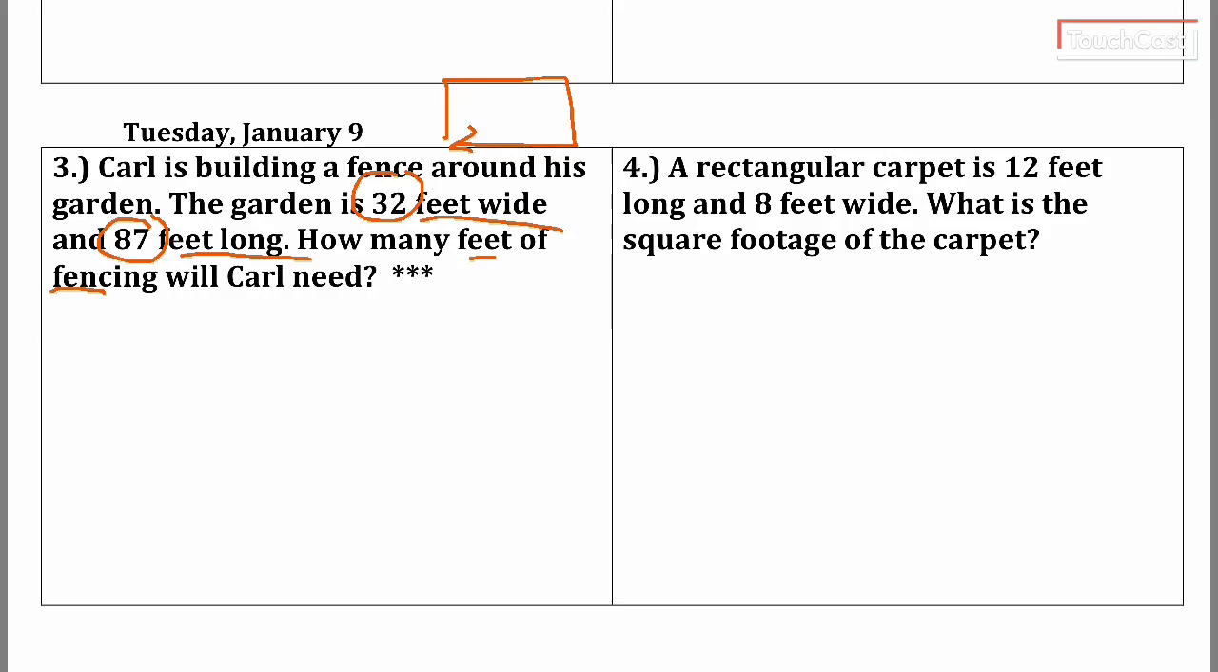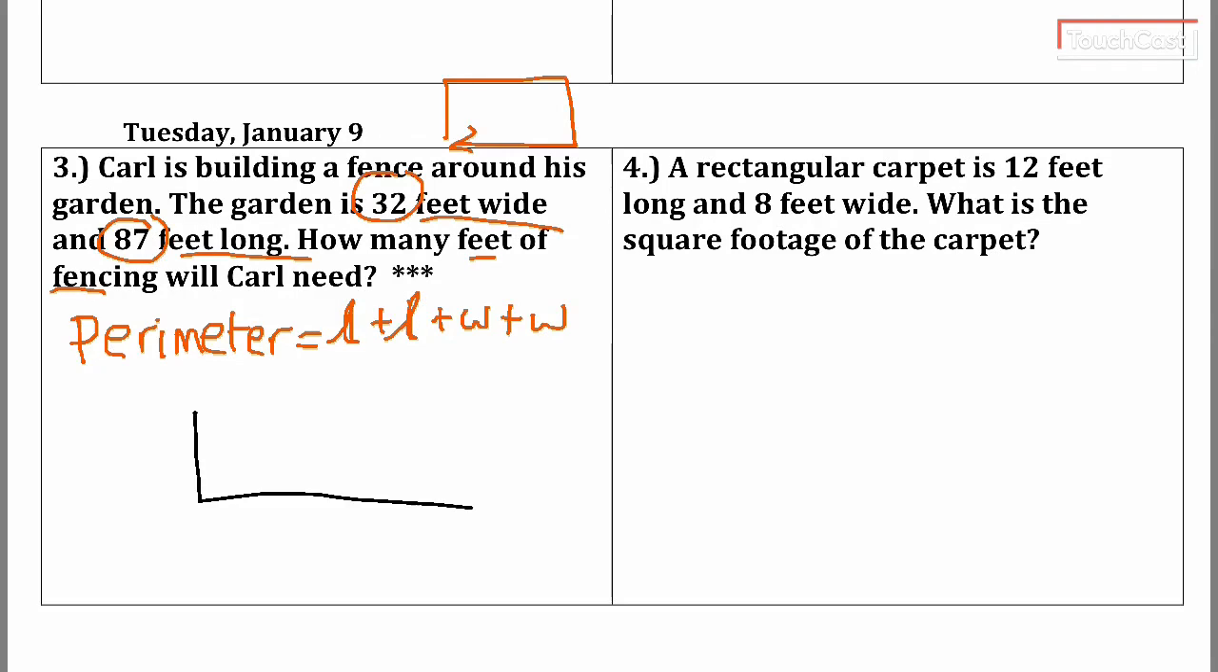Before I draw my rectangle, I'm going to mark up perimeter, because that's what I need to solve for. I also remember from class that perimeter is adding up all the sides, or in a rectangle, it's length plus length plus width plus width. Those are L's, not ones. I know it's confusing. Cursive L, cursive L. Let's draw this garden. We have 32 feet. The opposite side would still be 32. And then 87 feet, and the opposite side would be 87.